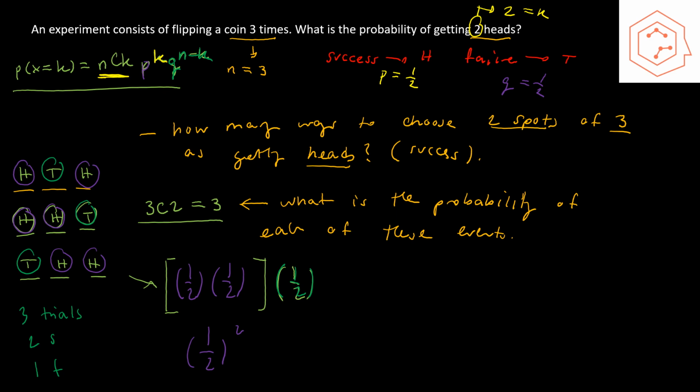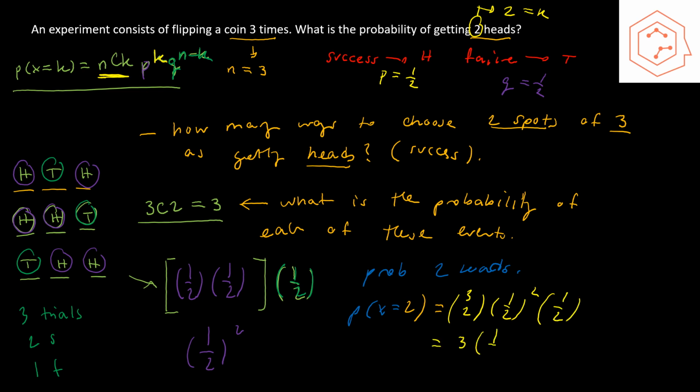So in the end, the probability of getting 2 heads, prob 2 heads, is the same thing as p of x is equal to 2, which is choosing 2 spots out of 3 to be our successes. Then we have our successes, we have 2 of them, so 1/2 to the power of 2. Then our failures, we simply multiply by 1/2. So that's equal to 3 times 1/2 to the power of 3. And we got lucky in this case because the probability of a success and a failure is the same. In the next example, it won't be. This is equal to 3/8.